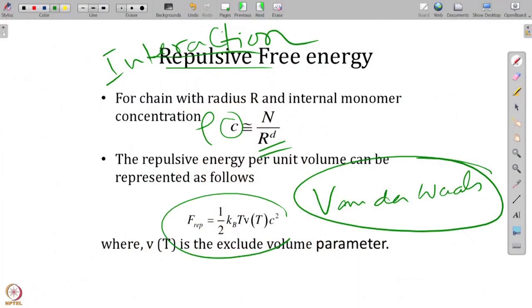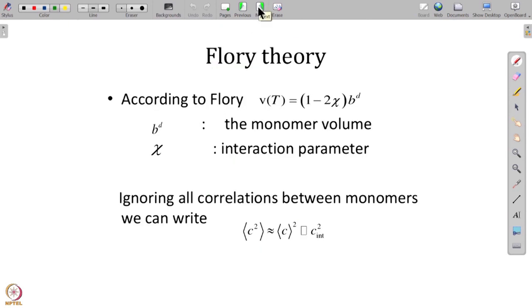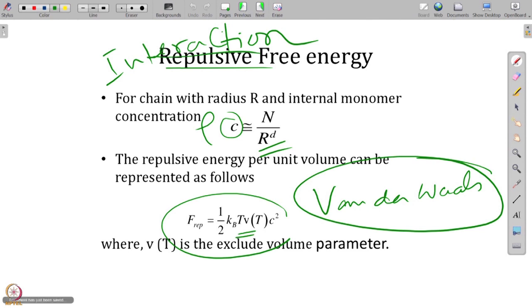Now, Flory did something amazing. Up to this point it is just van der Waals. C squared is rho squared, and half kBT is introduced by hand, and nu is a parameter, the Flory excluded volume parameter. Now what Flory did, he said, okay, this nu that I have can be both positive and negative. If nu is negative, then I get attraction, and that is van der Waals. But if nu is positive, I get repulsion, and that is just the beauty.